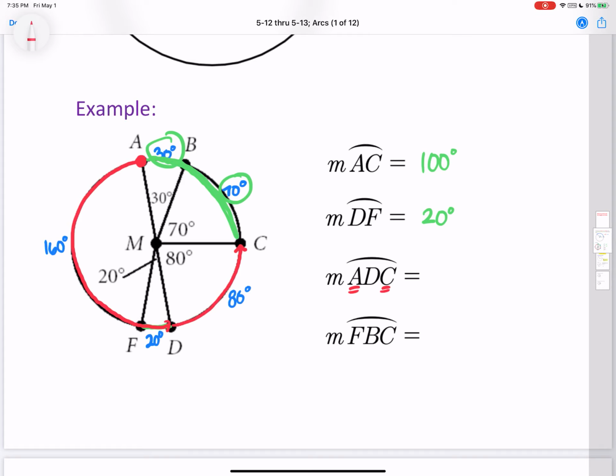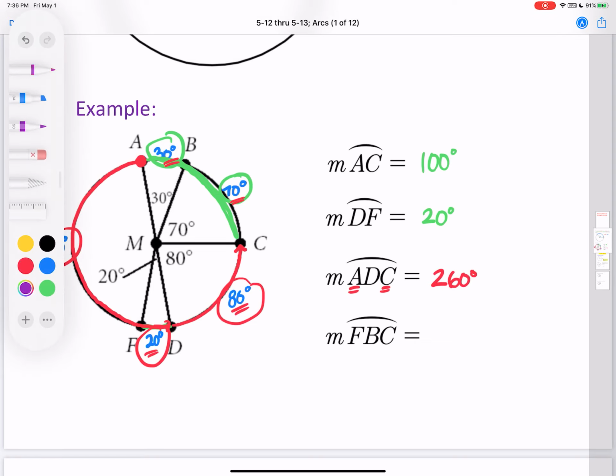We could add up 160, 20, and 80, and that'll get us our answer. Or we could take 360 minus the 100, and that tells us the arc measurement of ADC. That gives us a total of 260 degrees. Again, you could do it in two ways: add the 160, the 20, and the 80, which adds up to 260, or take the full circle, 360 degrees, and subtract the 30 and the 70, leaving us with 260 degrees as well.